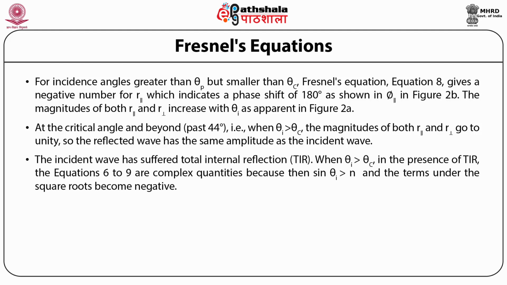At the critical angle and beyond, past 44 degrees, that is when theta i is greater than theta c, the magnitudes of both r parallel and r perpendicular go to unity. So the reflected wave has the same amplitude as the incident wave. The incident wave has suffered total internal reflection.